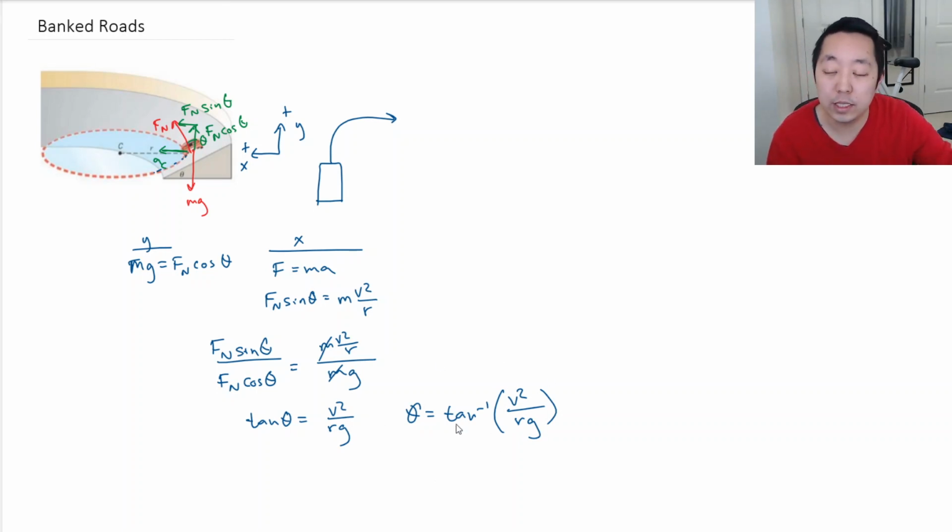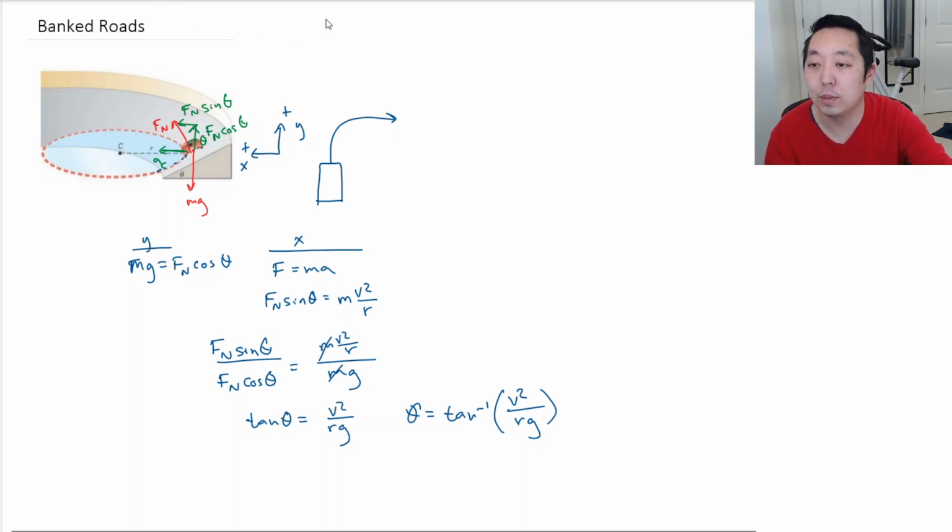I don't want you to memorize this equation. I just want to make sure you understand how to set up the free body diagram and draw it for something with a banked incline. Now, if I were to add friction, it's going to make it kind of more complicated. So let me repeat the exercise.